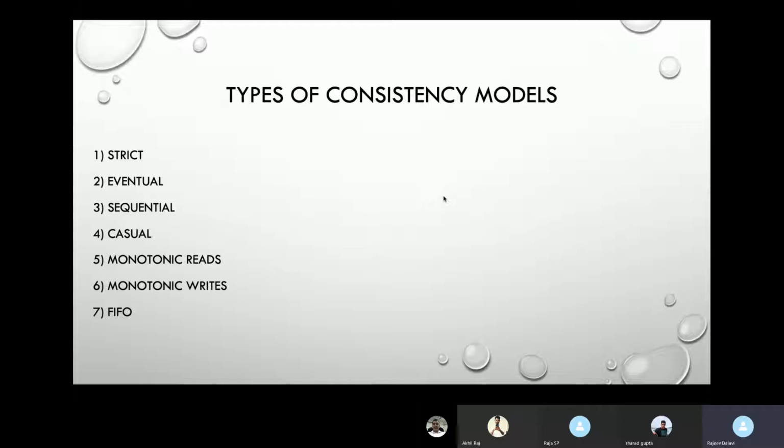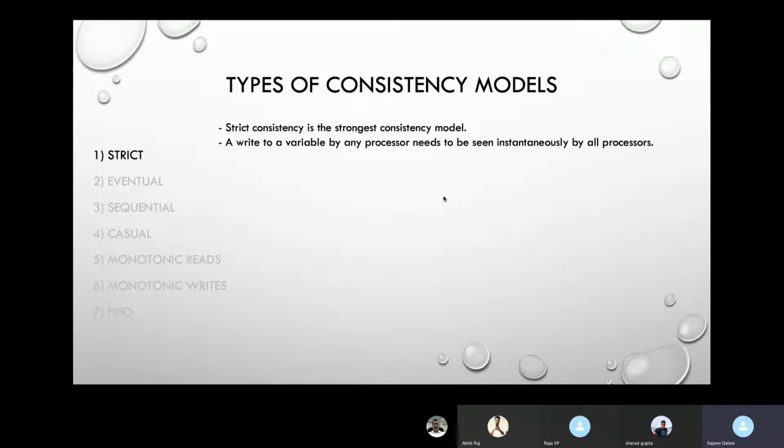There are many other consistency models, but today we will be talking about the first three consistency models only, and later on maybe we can have a follow-up session where we can talk more about the other models. Right. So starting with the strict consistency model. Okay. So strict consistency model is the strongest consistency model. It is also sometimes called the strongest consistency model.